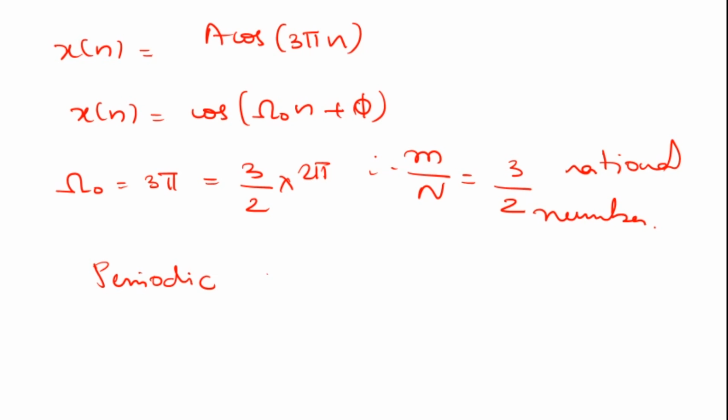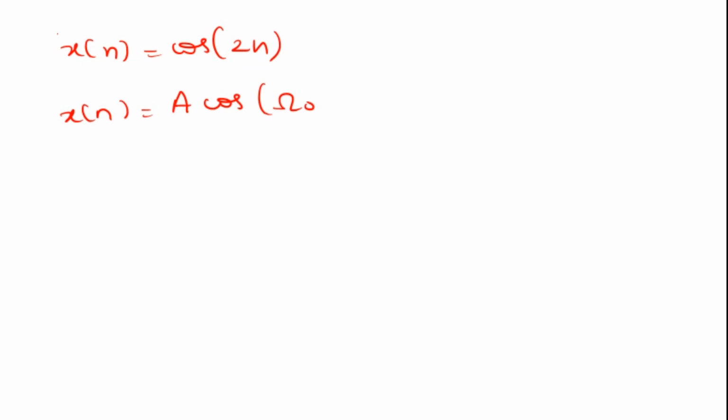Next problem, x of n is equal to cos of 2n. Comparing x of n is equal to a cos of ohm naught of n plus 5, ohm naught is equal to 2, which is not equal to m by n into 2 pi. Therefore, the given signal is non-periodic signal.